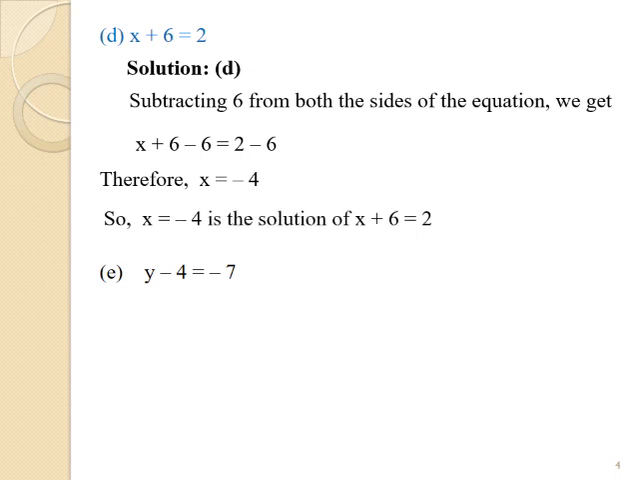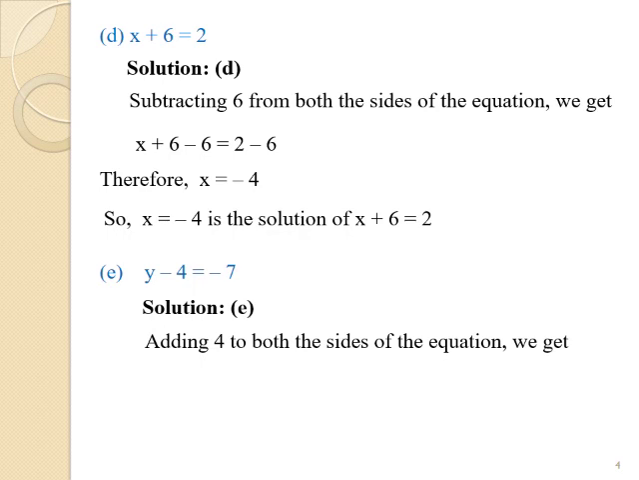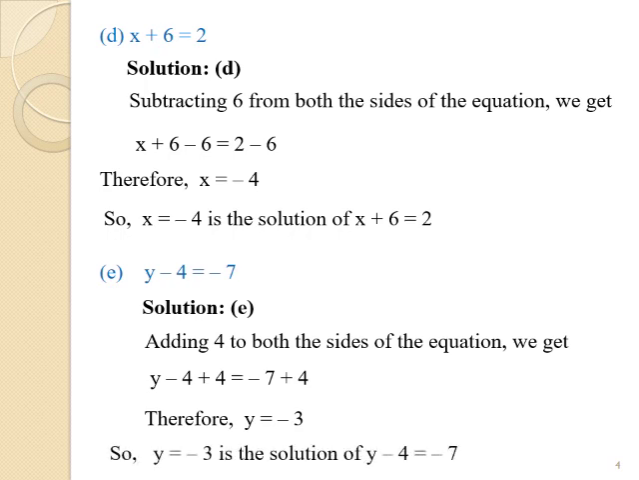Now, sum E, y minus 4 equals to minus 7. Students, in this equation, we have to use addition law. Adding 4 to both sides of the equation, we get y minus 4 plus 4 equals to minus 7 plus 4. Therefore, y equals to minus 3. So, we can say that y equals to minus 3 is the solution of y minus 4 equals to minus 7.